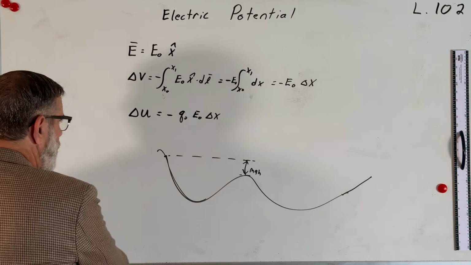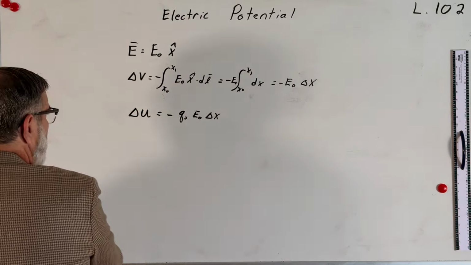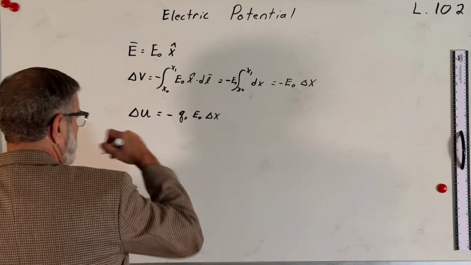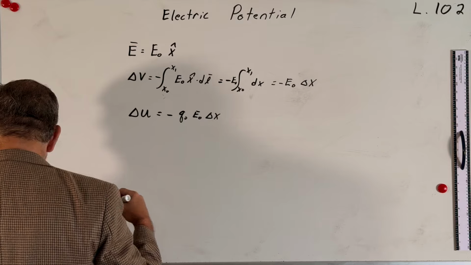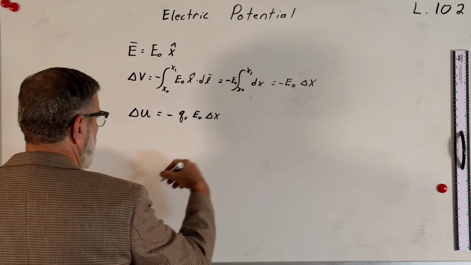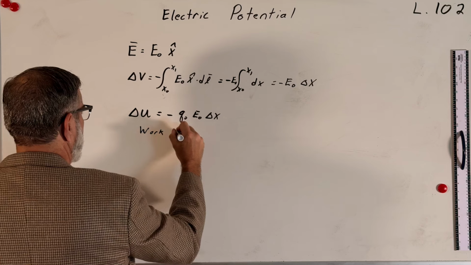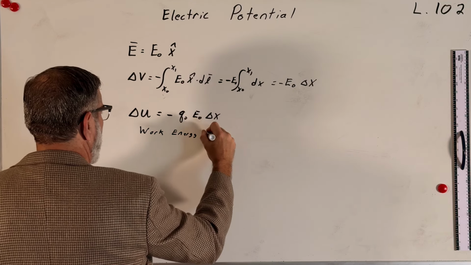And we can do the same thing with charge, so let's do that here. We put this charge in a uniform electric field, we let it go. We'll use the work energy theorem, right? So it says that this delta U, right, I'll write work energy theorem.